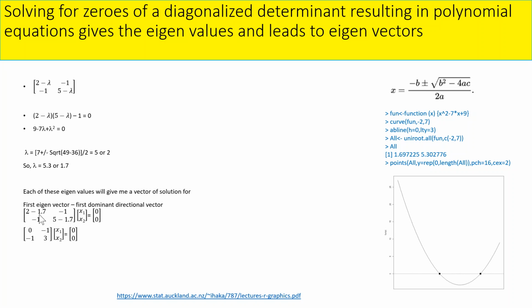Okay. So, substitute 5.3 and solve, and similarly substitute 1.7 and solve. Okay. Those are the two eigenvectors. They are the two dimensions in the new space. Two axes. They are actually not dimensions. They are two axes. And dimensions mean, that's what I mean, axis. Everybody gets it?